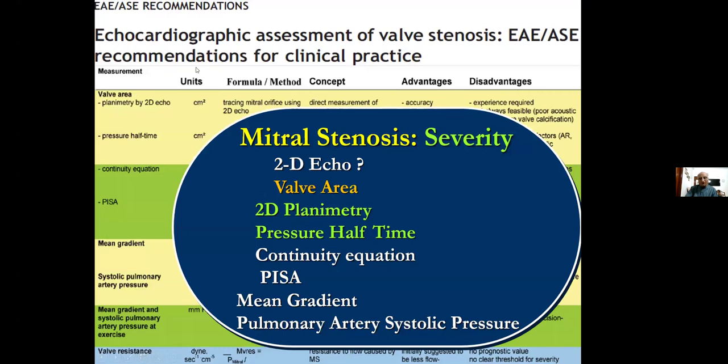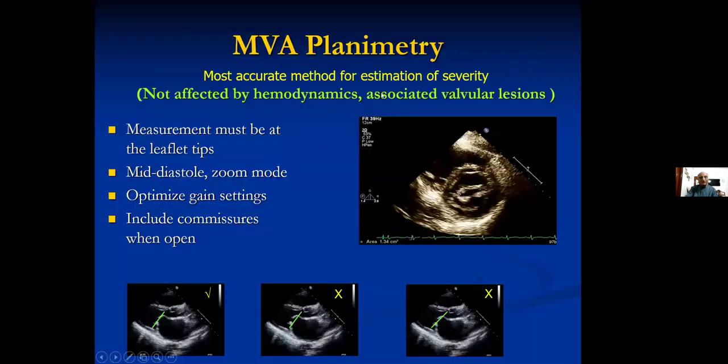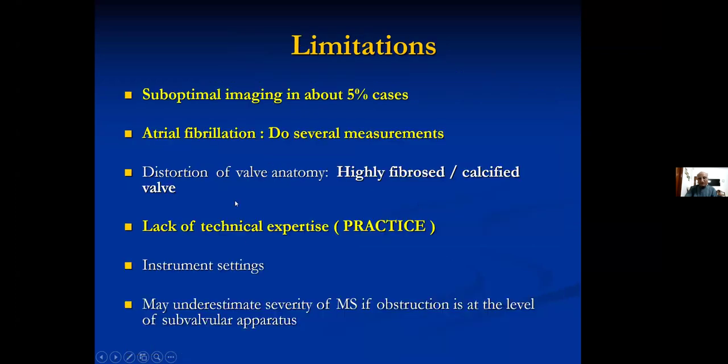But the most important finding is that MV planimetry area is the most accurate method for estimation, not affected by hemodynamics or any associated valvular lesions. And most of you are already doing it in a short axis view. Zoom the image, and you go from the papillary muscles to the mitral valve, and then you see this, and then you include the commissures in it.